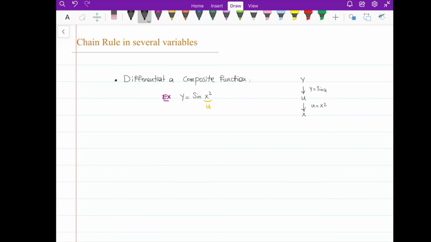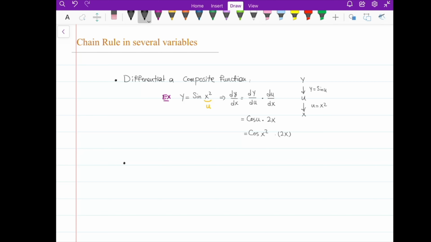Now if I want to take the derivative of that, I would write dy/dx as dy/du times du/dx. So dy/du would be the derivative of sine, which is just cosine of u, times the derivative of u with respect to x, which would be just 2x. Now let me replace u with x squared, and then you see that I have the derivative of y with respect to x.